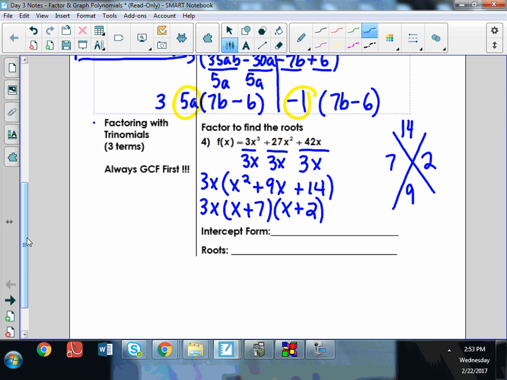All right, so intercept form. Intercept form is just factored or root form. It's what you just did.